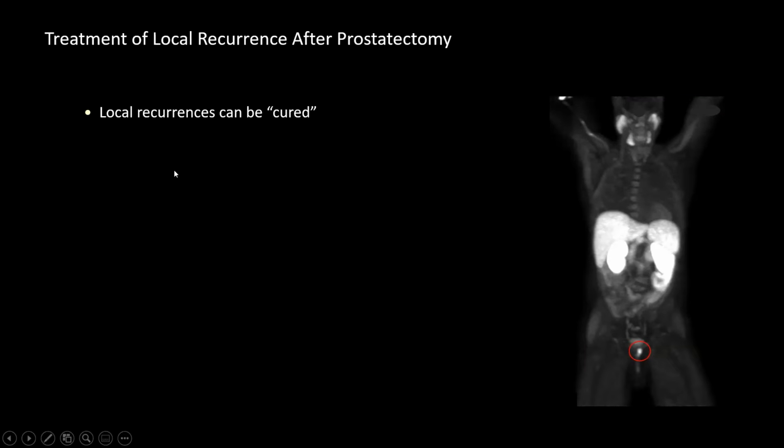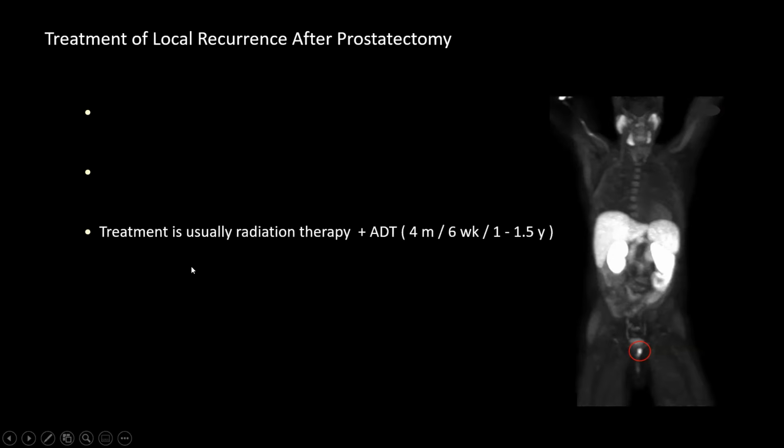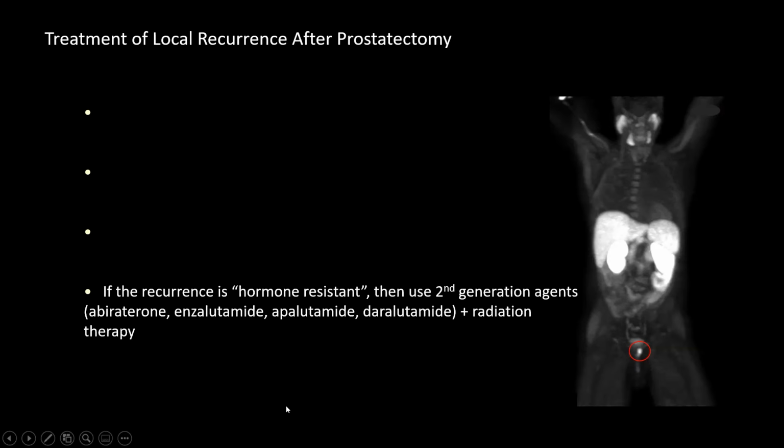Local recurrences can be cured. There are ways of curing this fairly easily. Cryotherapy can sometimes be used to freeze the lesion. Other times we use radiation plus hormone therapy. This is probably our most common approach. When we do hormone therapy, we do it for 4 months before, 6 weeks during, and 1 to 1.5 years after radiation is given.